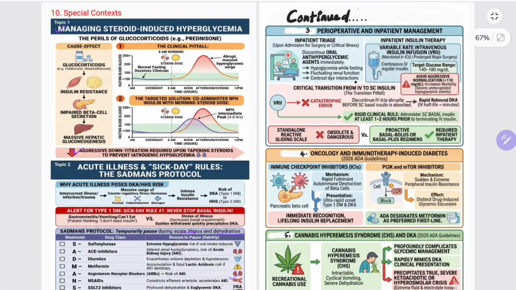So these are all 5 special contexts: steroids, which cause PPVS, and how to control that; sick day rules; perioperative and inpatient, how to manage these patients during surgery or critical care; oncology and immunotherapy induced diabetes; and cannabis hyperemesis syndrome.